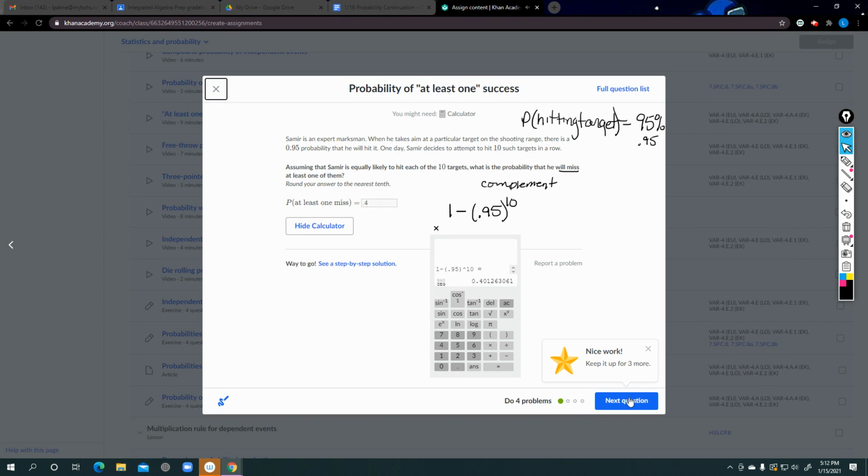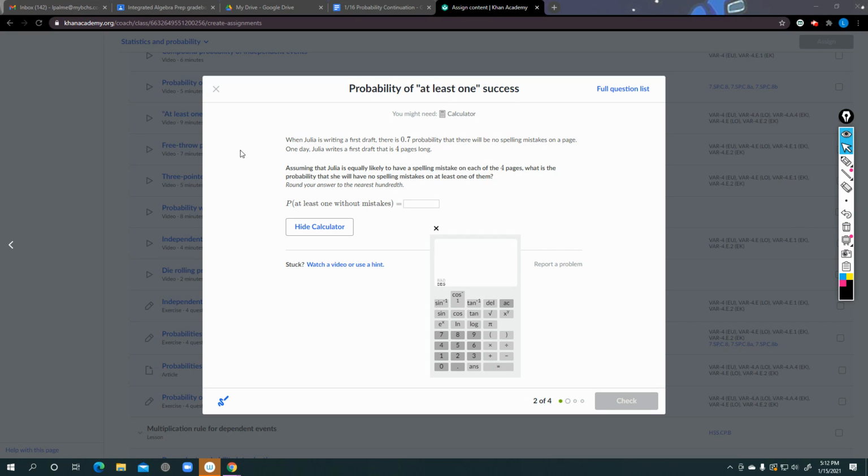Let's try another one for our understanding. All right. When Julia is writing a first draft, there is a 0.7 probability that there will be no spelling mistakes on the page. So the probability of no mistakes is 0.7. Okay. One day, Julia writes a first draft that is 4 pages long. Assuming that Julia is equally likely to have a spelling mistake on each of the 4 pages, what is the probability that she will have no spelling mistakes on at least one of them?